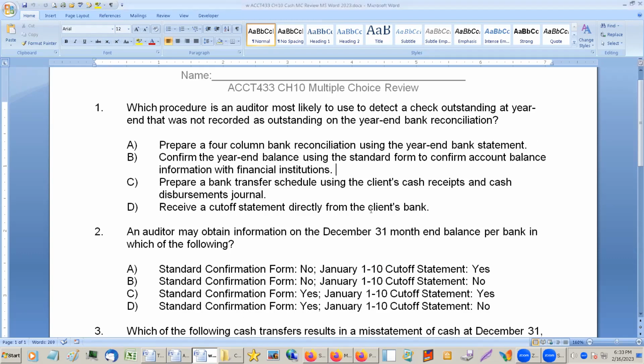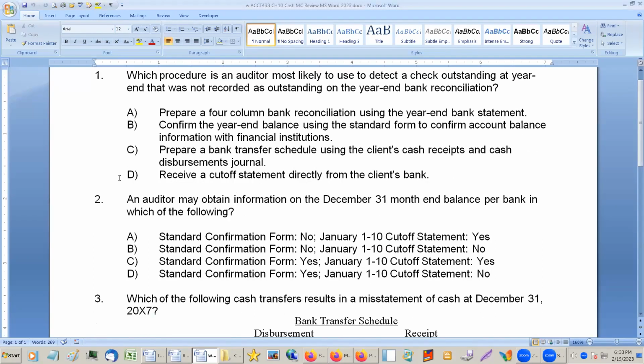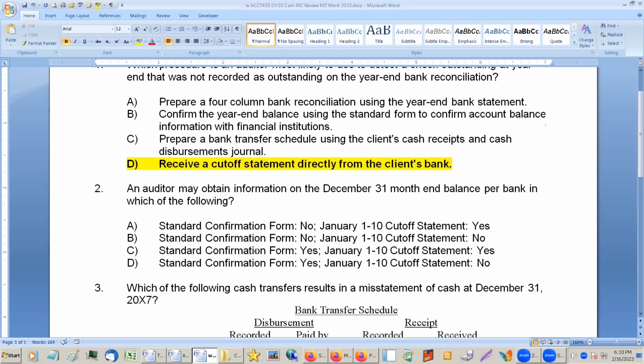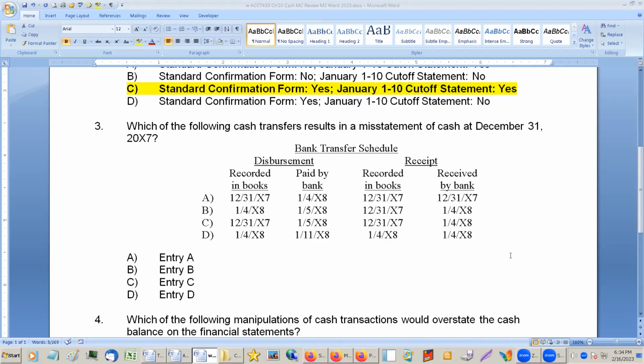Share the results. Let's take a look. Number 1, D. Looks like you guys have it. 2, C. Yes, the cutoff bank statement: the year-end balance will actually be the beginning balance of that one. You guys all got that. The tough one, I think, is this one, and it's B. You guys got it.